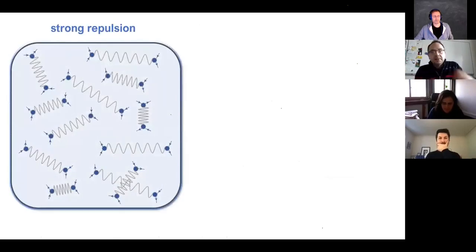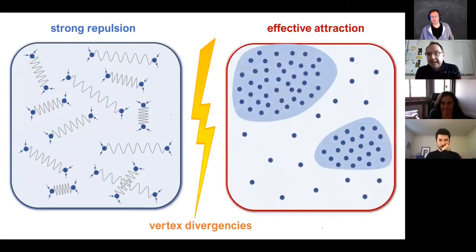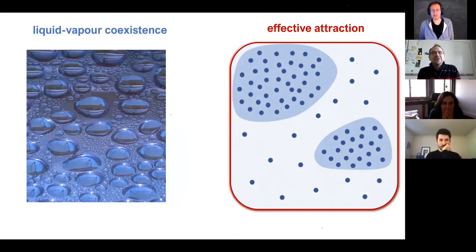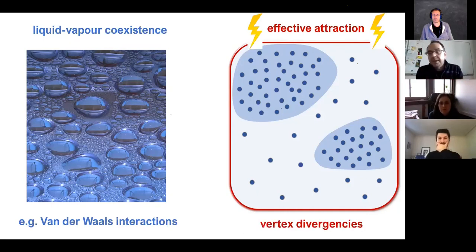And this somehow brings us to an intuitive explanation. If you have a very strong repulsion in your system, this drives local moment formation and vertex divergences. And in the charge channel, this vertex divergence corresponds to an effective attraction. Therefore, you can get a phenomenology which is typically associated with attractive interaction, like a phase separation. The obvious analogy is the liquid-vapor coexistence, where you can separate the liquid and the gas part of the system typically because of the van der Waals interaction. In this case, however, the attraction is provided by a non-perturbative sign flip of the too strong repulsive interaction. So too strong repulsion leads eventually to an attraction.